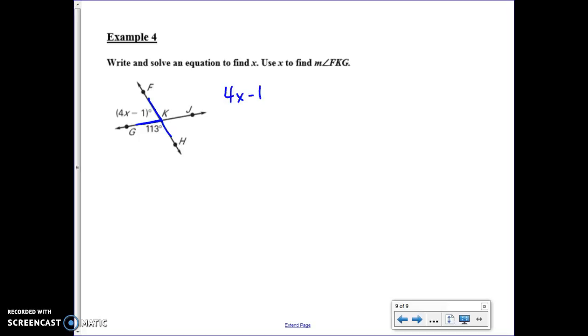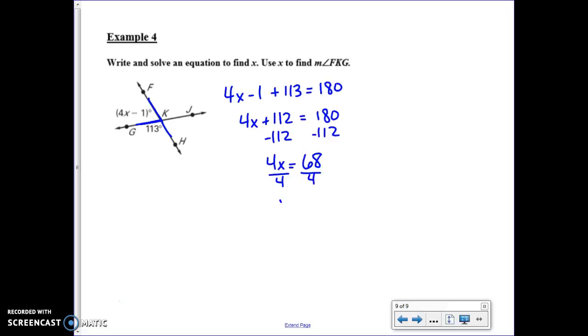So I'm going to take 4x minus 1 plus 113 and set it equal to 180. I'm going to combine like terms on the left-hand side, so I get 4x plus 112 equals 180. Then I'm going to subtract 112 from both sides. And I get 4x equals 68. If I divide that by 4, I get x equals 17.